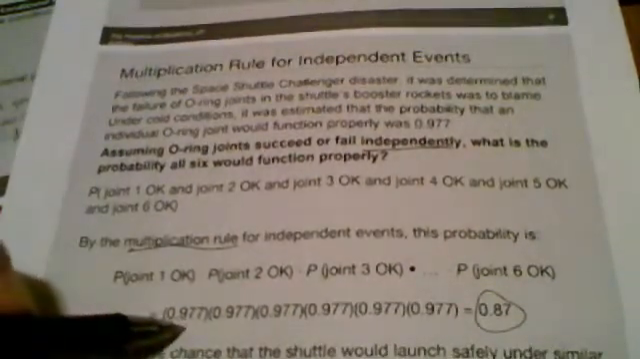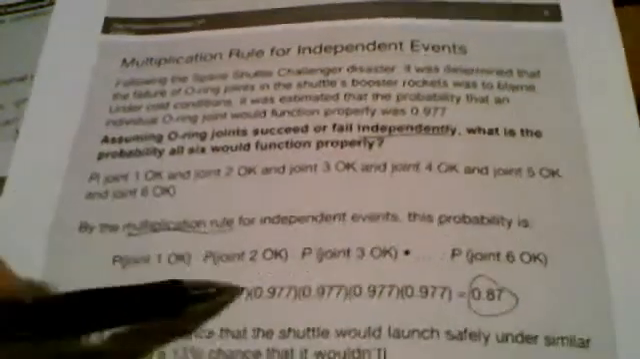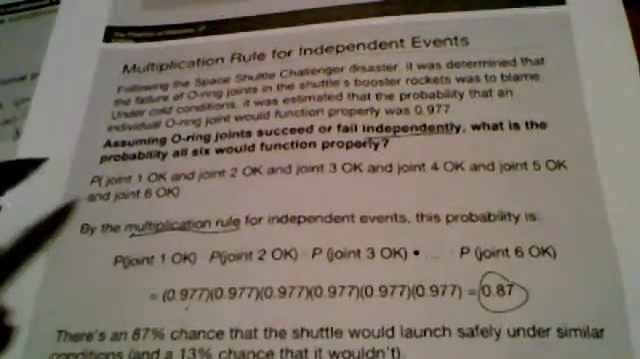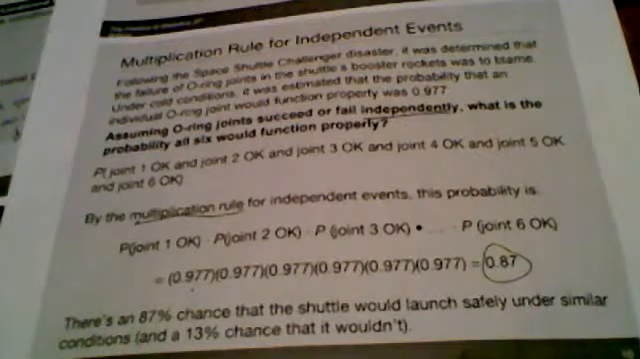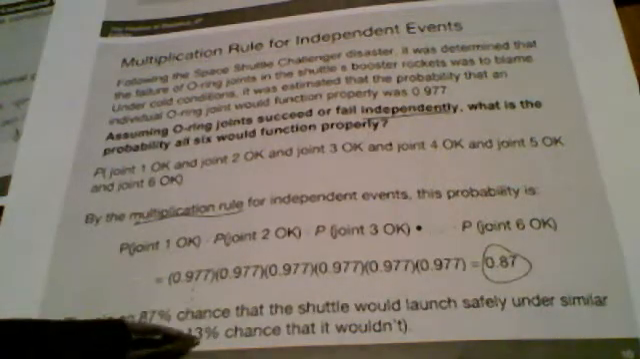Now, if we assume that they are independent events, then probability of A times probability of B is how we can find them. So assuming that they fail independently means we can just multiply their probabilities. So each of them had a 0.977 chance of working okay. So the probability of all 6 working okay was multiplying those 6 numbers together and getting 0.87, which meant there was an 87% chance that the shuttle would launch safely. And also that would mean there's a 13% chance that it wouldn't launch safely.